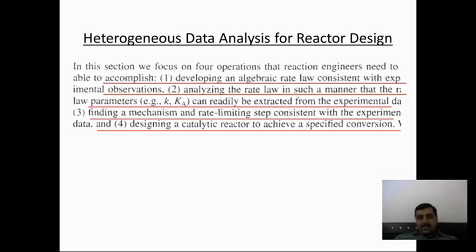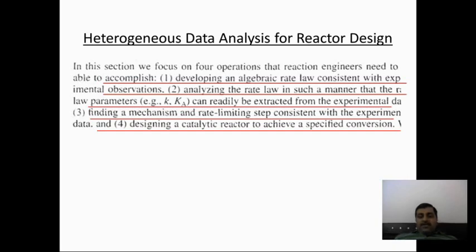These you have to evaluate and extract using mathematical techniques. The third thing is to find a mechanism and a rate limiting step consistent with this experimental data. The final step is to design a catalytic reactor to achieve a specific conversion, because we will have parameters in the rate law which apply to a specific reactor and design. That means we relate conversion to our known parameters.